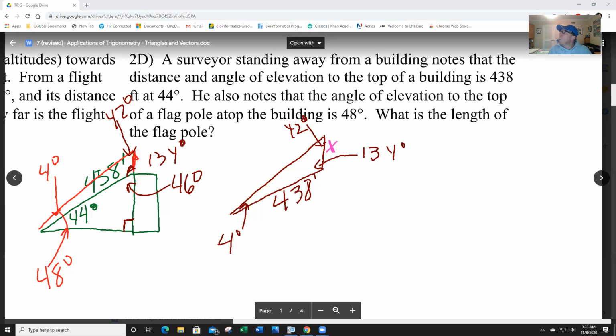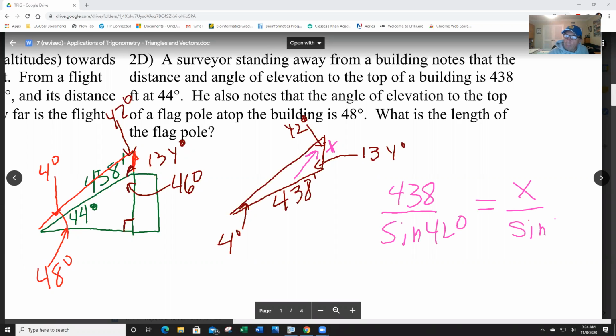So what we're going to do next is we're going to set up our ratios. So the ratios that I got are 438 over the sine of 42 degrees. This side is opposite that angle. It's hard to see it because it's an obtuse triangle. That's going to equal X, which is the height of the flagpole, over the sine of 4 degrees. Makes sense. The flagpole is probably the shortest thing, and it'll be opposite the shortest angle. Just to get to that point takes a lot of work.